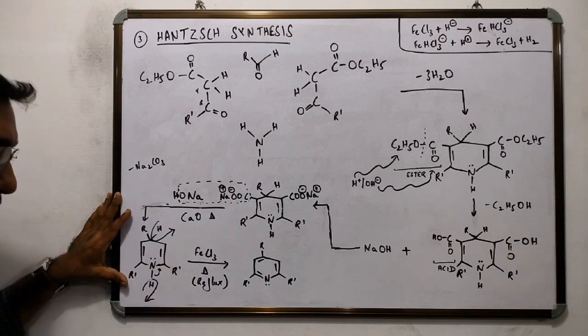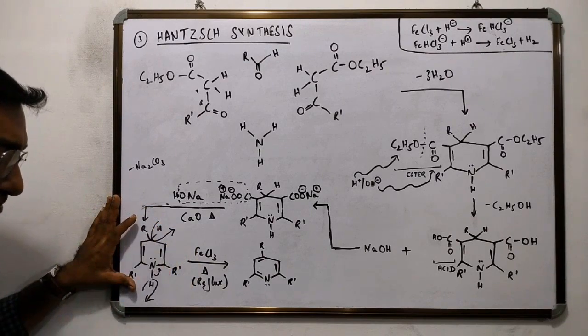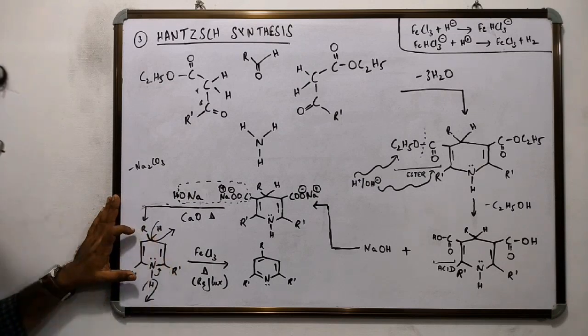Now, to synthesize pyridine from 1,4-dihydropyridine, one needs to remove 2 hydrogen atom and a pair of electron.